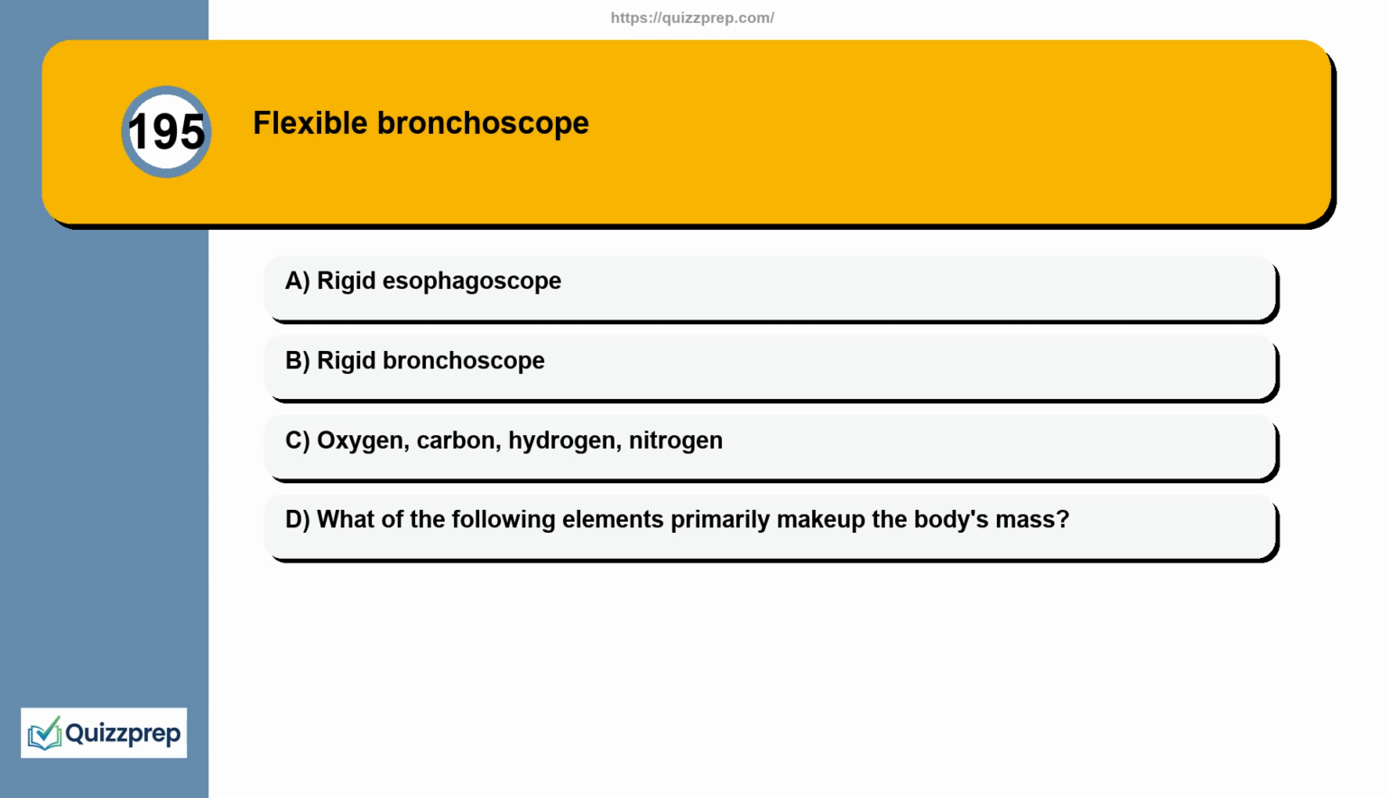Question 195. Flexible bronchoscope, option A. Rigid esophagoscope, option B. Rigid bronchoscope, option C. Oxygen, carbon, hydrogen, nitrogen, option D. Which of the following elements primarily make up the body's mass? The correct answer is option Nan.